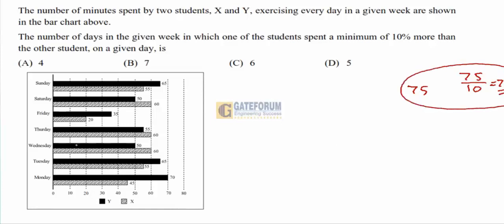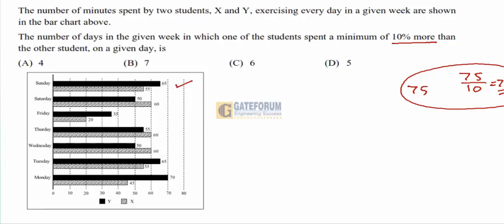So let us now look. Mind it, 10% more than the other student on a given day. Any one of the students, so it can be either or. The black colored student, that is Y, can be more than X, or X can be more than Y. Either will do. So let us find out. The smaller one is 55. This one is 65. So the gap is 10. But 10% of 55 is 5.5. So the gap is more than 10%. So this would be one of the days.